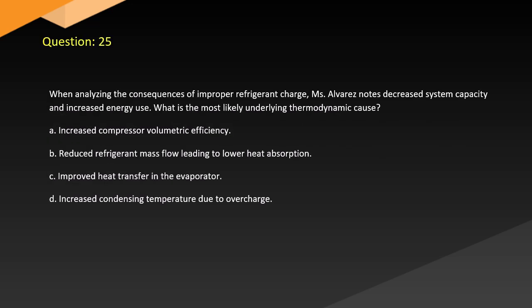Question 25. When analyzing the consequences of improper refrigerant charge, Alvarez notes decreased system capacity and increased energy use. What is the most likely underlying thermodynamic cause? A. Increased compressor volumetric efficiency. B. Reduced refrigerant mass flow leading to lower heat absorption. C. Improved heat transfer in the evaporator. D. Increased condensing temperature due to overcharge.